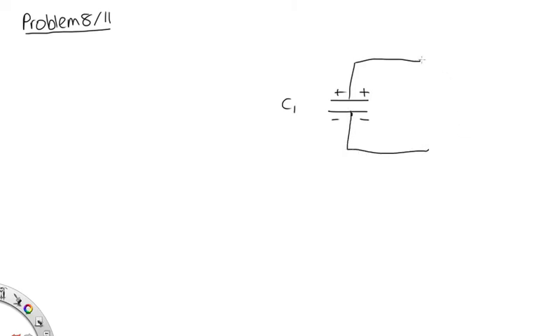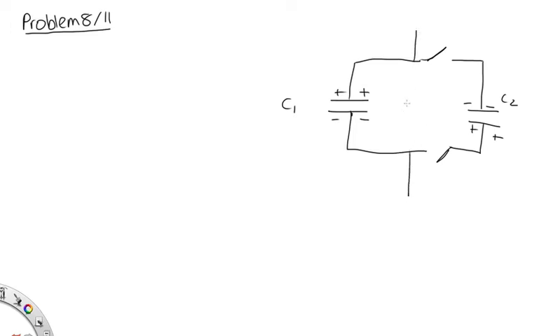Problem 8 for 1221, or 11 for 1231. Okay, this is a bit of a complicated setup. We have a capacitor here, C1, with positive charges up here and negative charges down here. It's then connected through a couple of switches to capacitor C2. We have another switch here. This is C2, which is the other way up. It's got its negative charges here and its positive charges here.